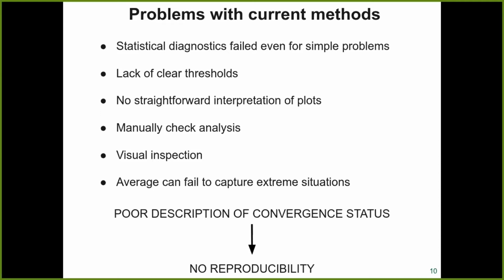We also have the problem that we need to manually check the analysis. So when we have many analyses, we have to upload them individually to the tools and check. It requires visual inspection. And for the average standard deviation of split frequencies, the average can fail to capture extreme situations. And all that culminates in poor description of convergence status, which leads to no reproducibility of Bayesian phylogenetic inference.